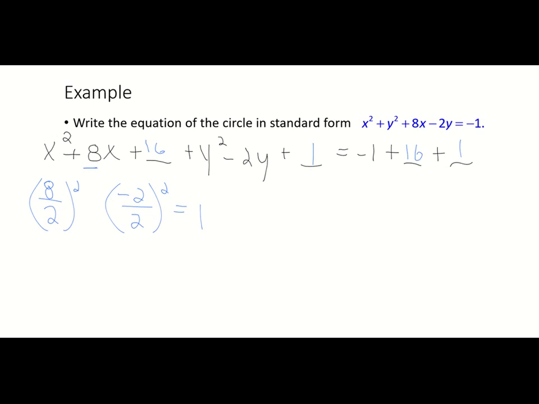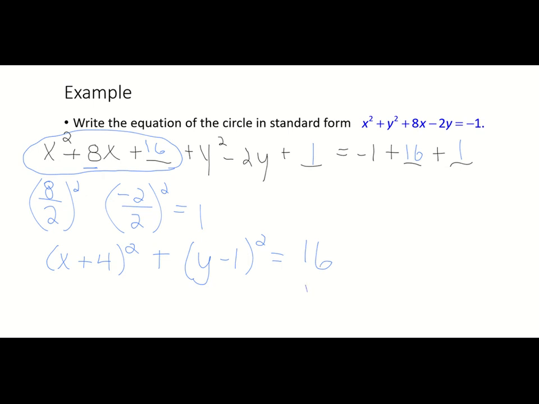All right, now I can factor this. So x squared plus 8x plus 16 will factor to (x plus 4) times (x plus 4), or (x plus 4) squared, which is exactly what we want, plus y squared minus 2y plus 1 will factor to (y minus 1) times (y minus 1), or (y minus 1) squared. And then it's going to equal, if we add -1 plus 1, that will cancel out, so it equals 16. And now that is our equation in standard form. We don't have to do anything else.